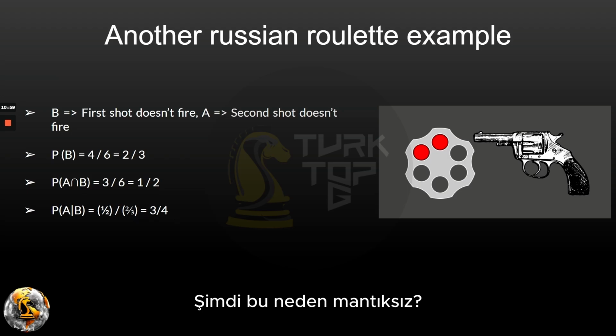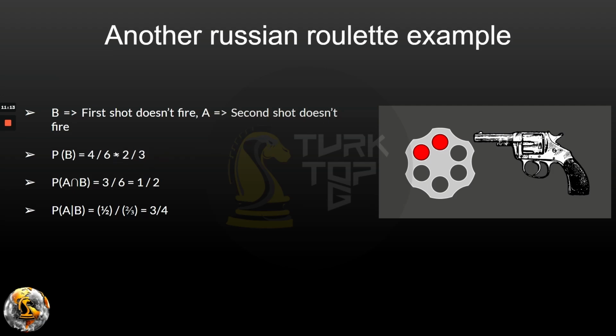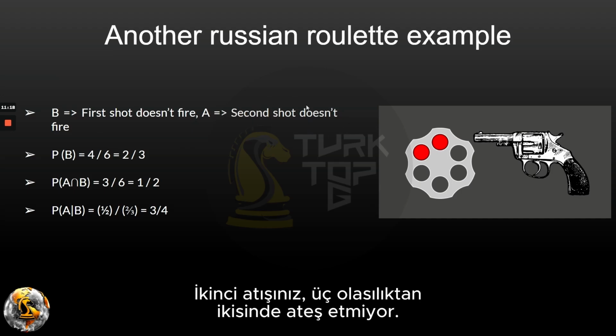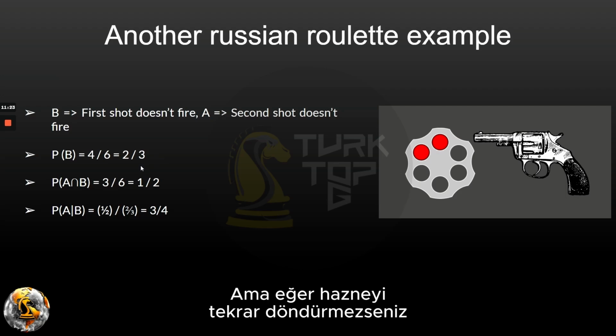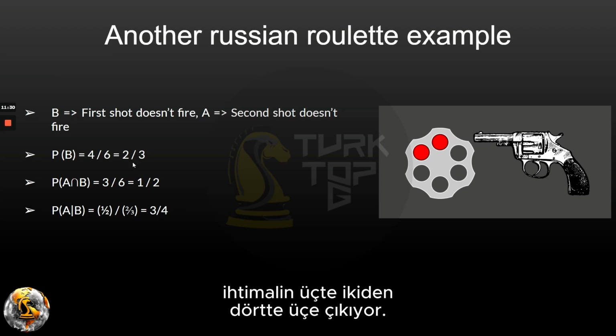Now, why is this counterintuitive? Without this condition, in that case, the probability that the second one doesn't fire is only 2 out of 3, right? For example, after the first shot, you just spin the chamber, so it's completely random. Your second shot not firing has a probability of 2 out of 3. But if you do not spin the chamber again, and you use the condition that the first shot did not fire, the probability of you being alive increases from 2 out of 3 to 3 out of 4.